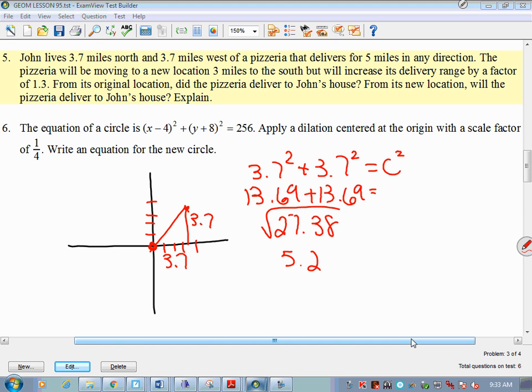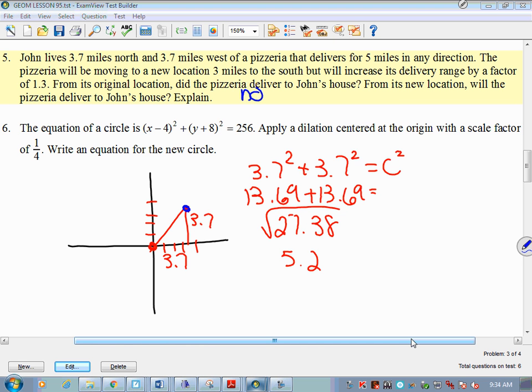So the question is, when he lived there, did they deliver to his house? No, because he lived just outside of the delivery, right? So from its original location, did they deliver to his house? No, they did not. He lived 0.2 miles further away. Now we know that John lives there, but they're going to end up moving the location of the pizzeria.